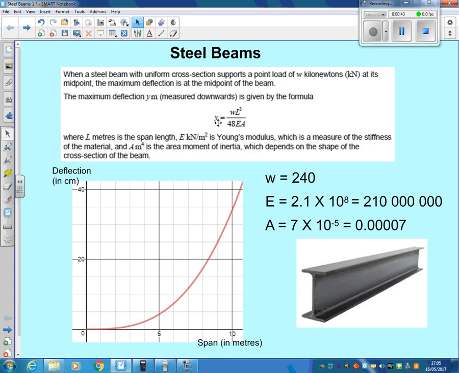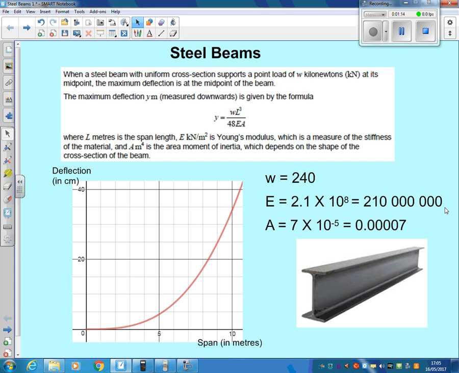We're told y is the maximum deflection, that is how much the beam would bend by. W is your point load, that's the amount in kilonewtons, the amount of a load that's being applied to the center there. E is Young's modulus, and that depends on what the thing's made of, and if it's made of steel, then Young's modulus is normally 2.1 times 10 to the power of 8.